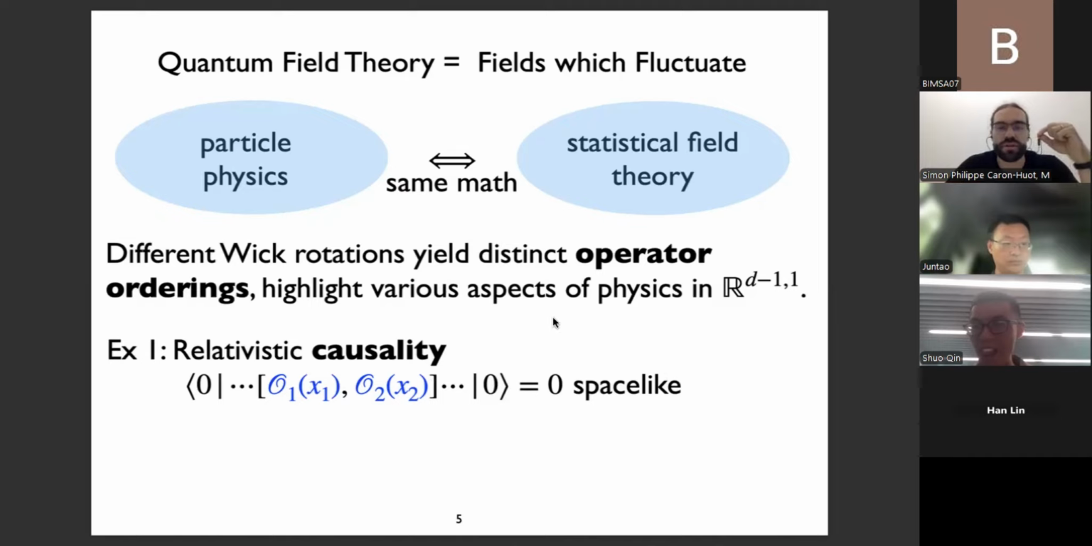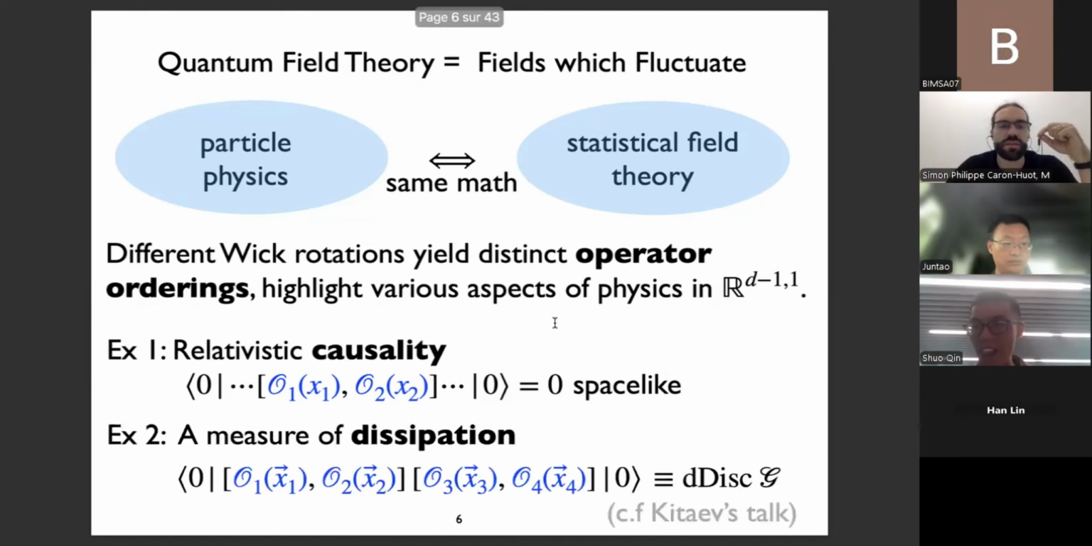And the other sort of funny thing you can do when you have a time direction is that you can start talking about dissipation. And one measure, which is not entirely obvious that it measures dissipation, but we'll come back to that. It also appeared in Kitaev's lecture last week, is this out-of-time object, basically a double commutator. And so you have a notion of causality and you have a notion of dissipation.